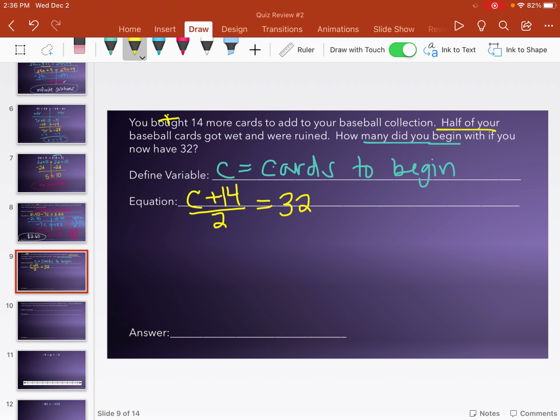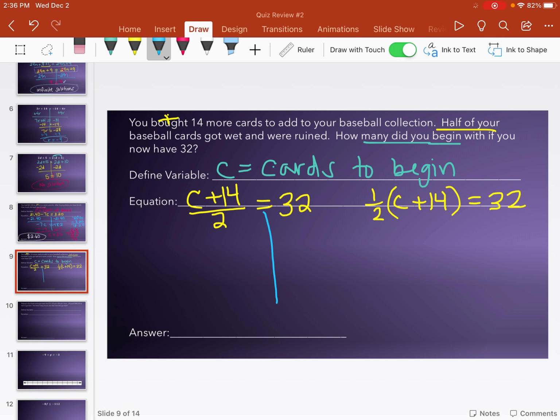There's another way you could write this, so I'll show you that, but I don't like it quite as much. So you could again start with your C cards plus the 14 more, and then take 1/2 of that. So do 1/2 times that equals 32. Either of these works just fine. I just like the first way better, but it does not really matter.